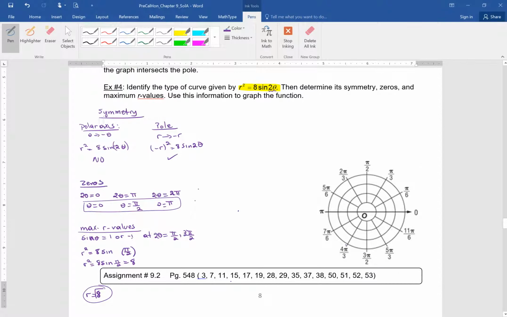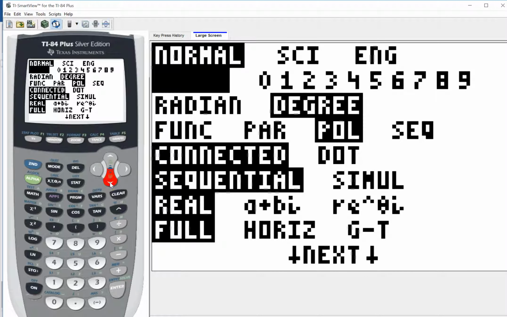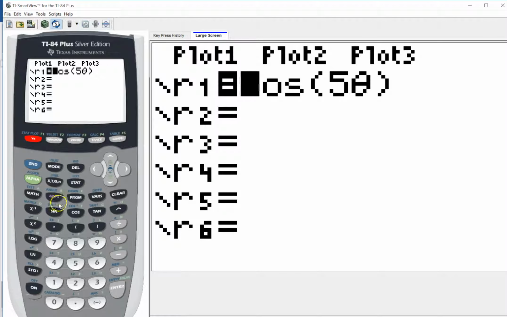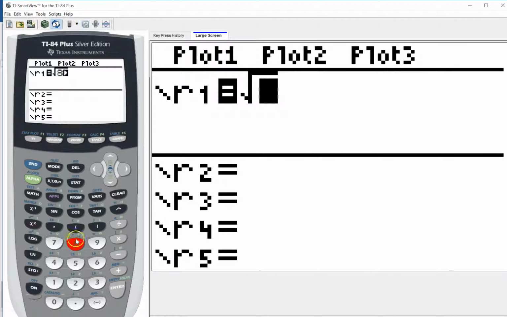Okay. Now let me show you how to graph this on the calculator. On the calculator, you're going to go to mode, and you're going to change here. Yours is on function. You're going to go to the right twice and switch to polar. Enter. When you do that, when you go to y equals, then you've got your r. And so we're going to type in the square root of 8 sine 2 theta.